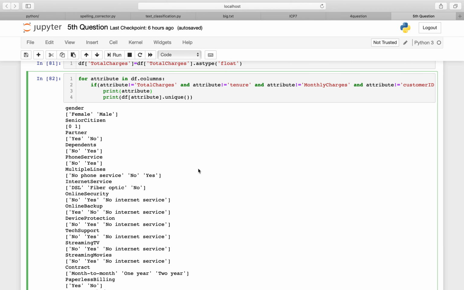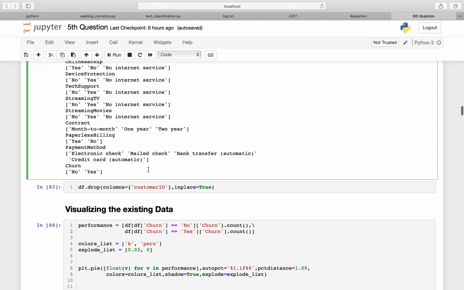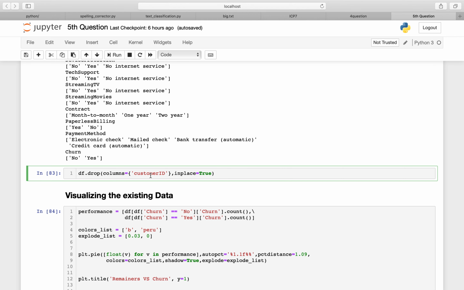And these are the unique values present in each of the data related columns. So gender, senior citizen, these are category related, qualitative attributes. And I saw that there is no use of the customer ID, as there is no impact for the machine to learn this particular column. So I went ahead and dropped this column.